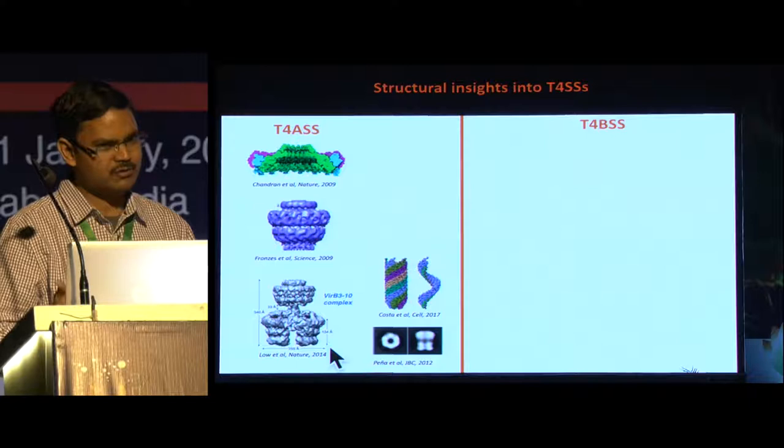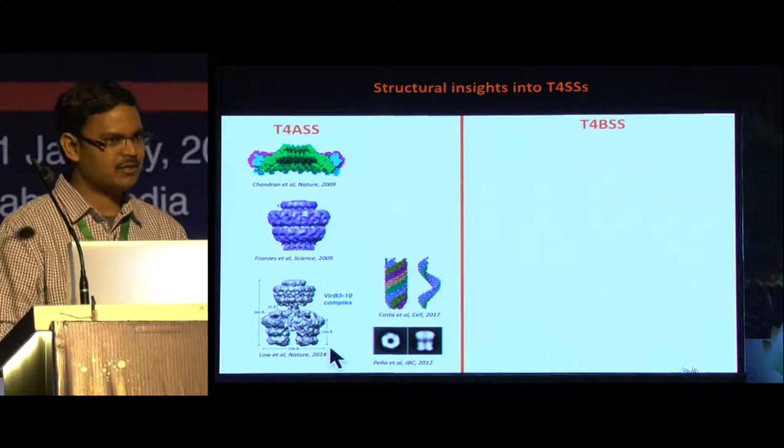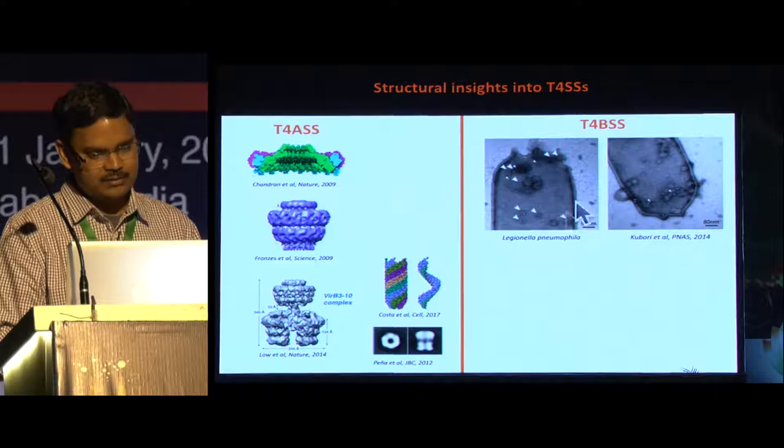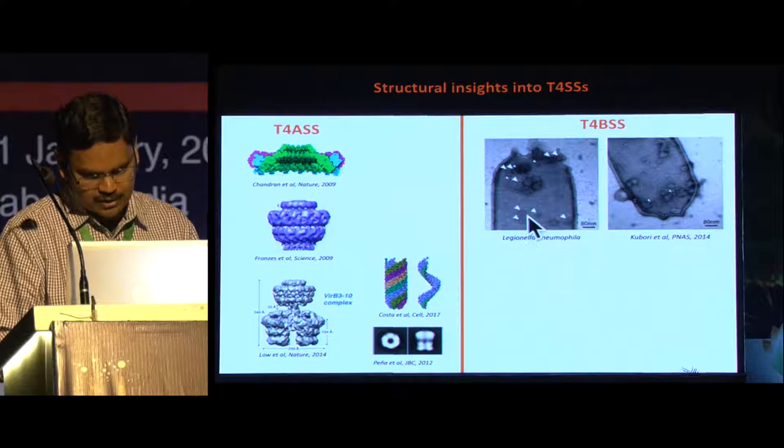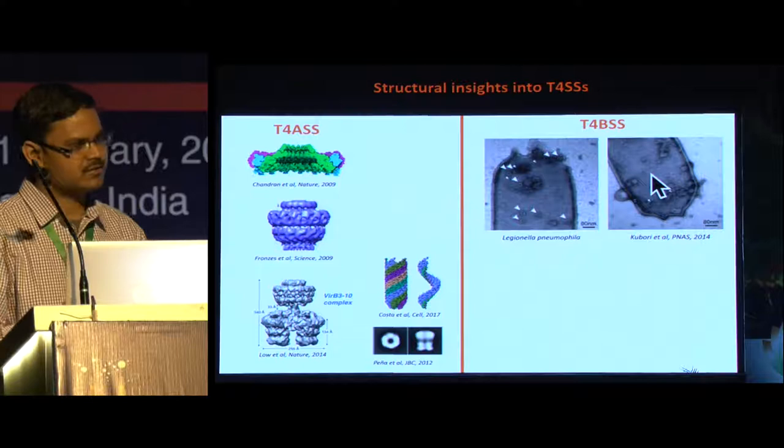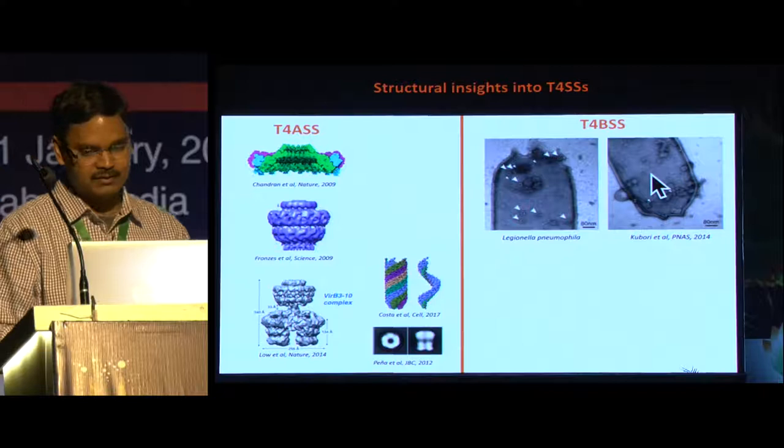For the type 4B secretion system, however, the situation is worse. What we know at best is that these are osmotically shocked Legionella cells. They have the type 4B secretion system. When they imaged it using negative stain, they saw some circles, these big circles, and these are absent when they delete the type 4B secretion system. So that's what we know at most, that they form some sort of big complex on the membrane of the bacteria. But we do not have any structure of any subcomplex or the full-length complex.